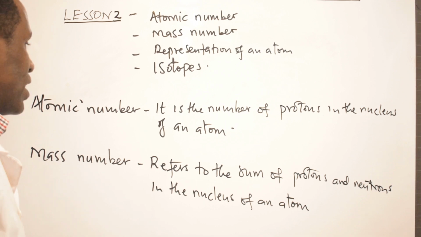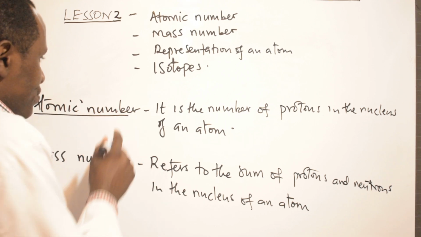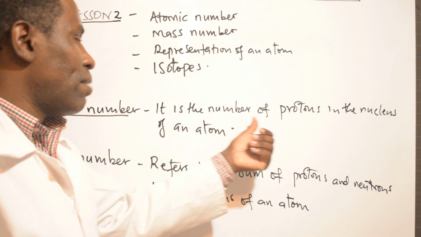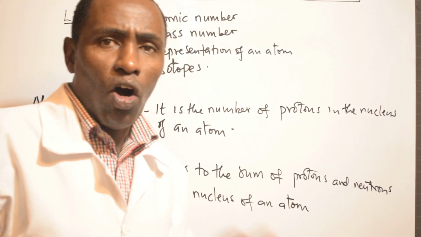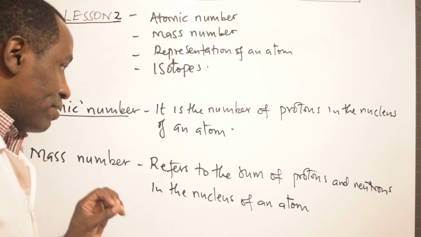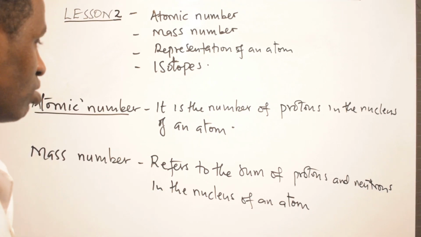Now let's start by defining atomic number. Atomic number is the number of protons. It refers to the number of protons in the nucleus of an atom.